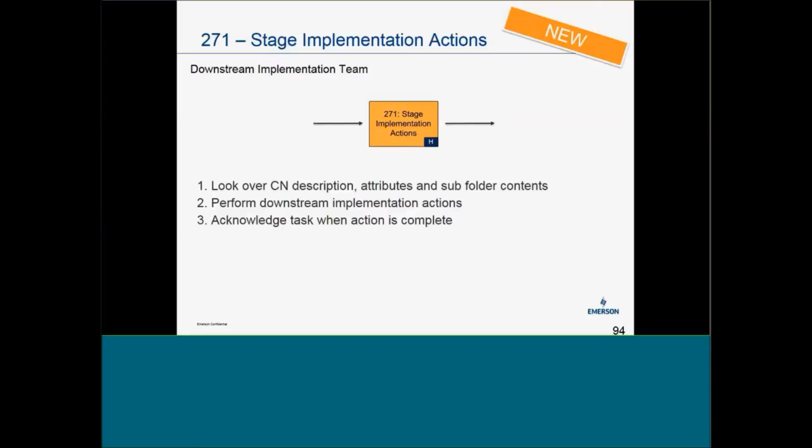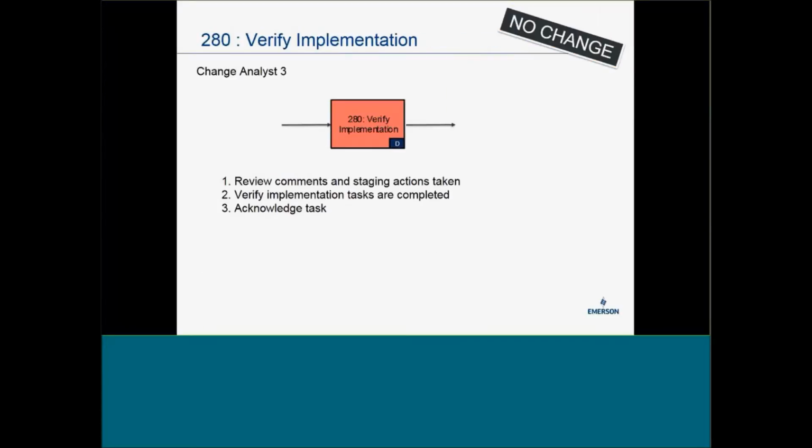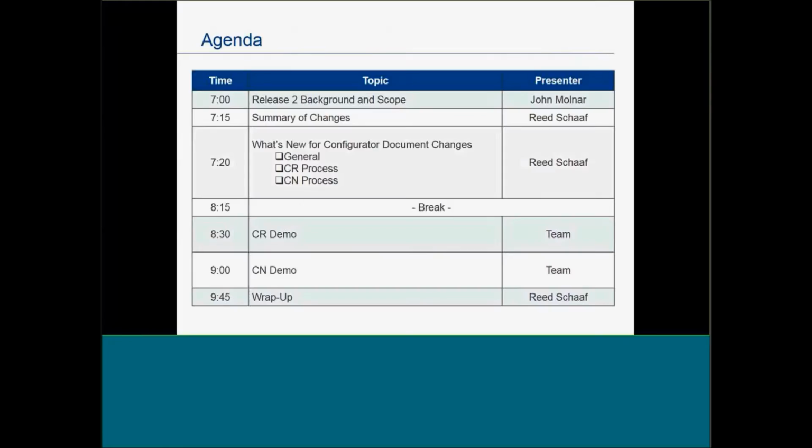In 271, if it's a two-step workflow, everybody would stage their implementation actions, and then the lead implementer would sign off on the changes, put the implementation date in, and make the changes live in the system in 272. After that, the change analyst verifies the implementation, and there is no change to the process in this step. So that wraps it up for our demo.